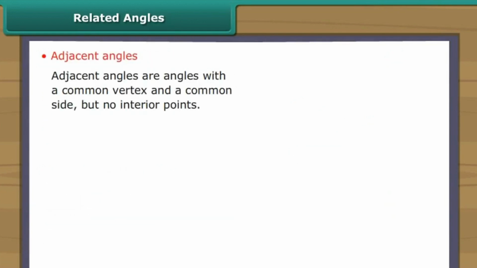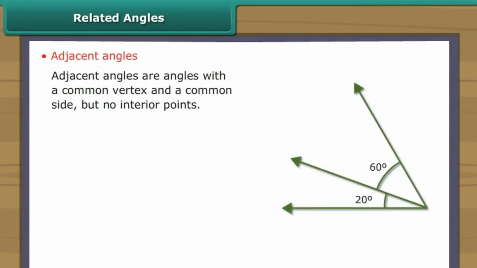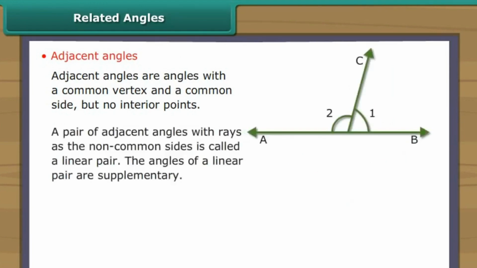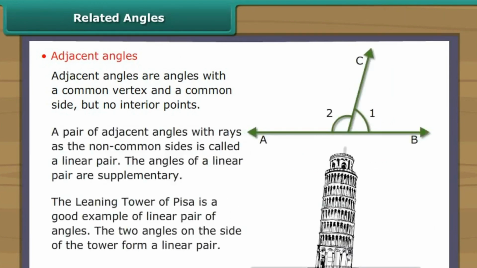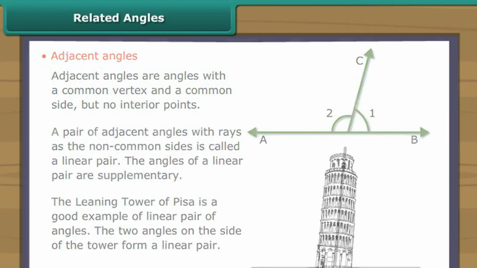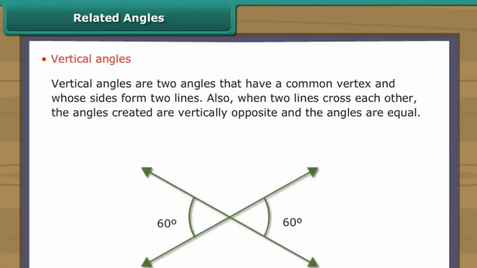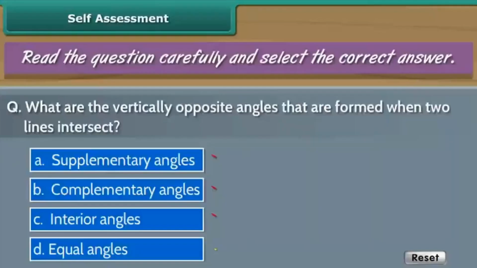Adjacent angles are angles with a common vertex and a common side but no interior points. A pair of adjacent angles with rays as the non-common sides is called a linear pair. Vertical angles are two angles that have a common vertex and whose sides form two lines.